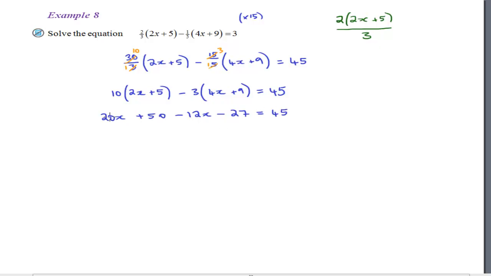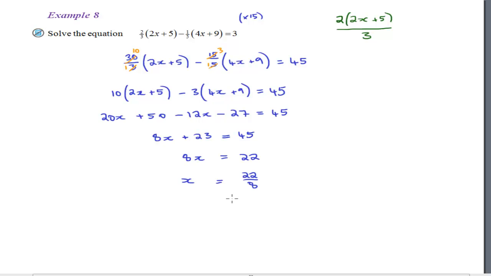Simplify, simplify it all the time. Let's see what we've got here. 20x take 12x, so that means we've got 8x, and 50 take 27. Well, that's a positive 23. All of that equal to 45. So now we've collected up the x's and the numbers, and we can get 8x on its own on the left hand side by subtracting 23 from both sides. That's 22, and then dividing both sides by 8 will give us 22 over 8.